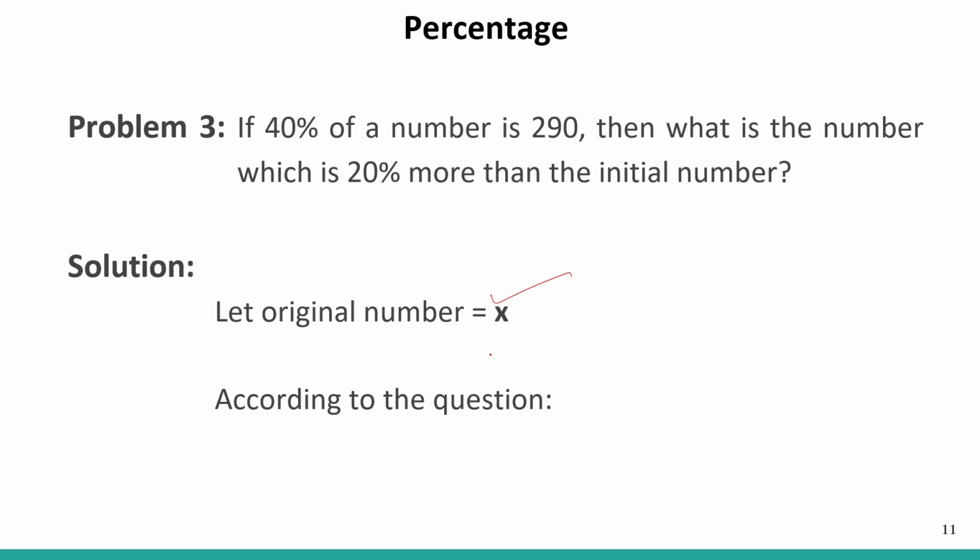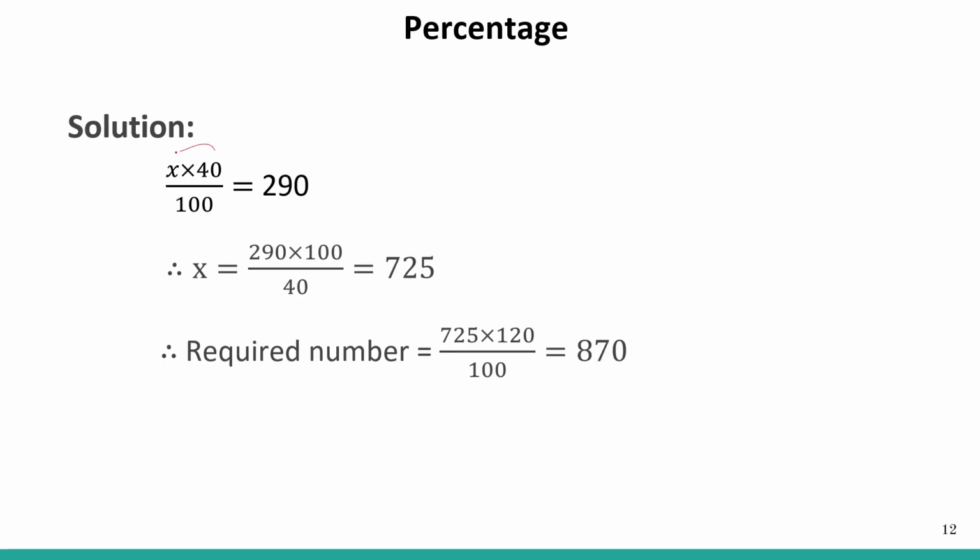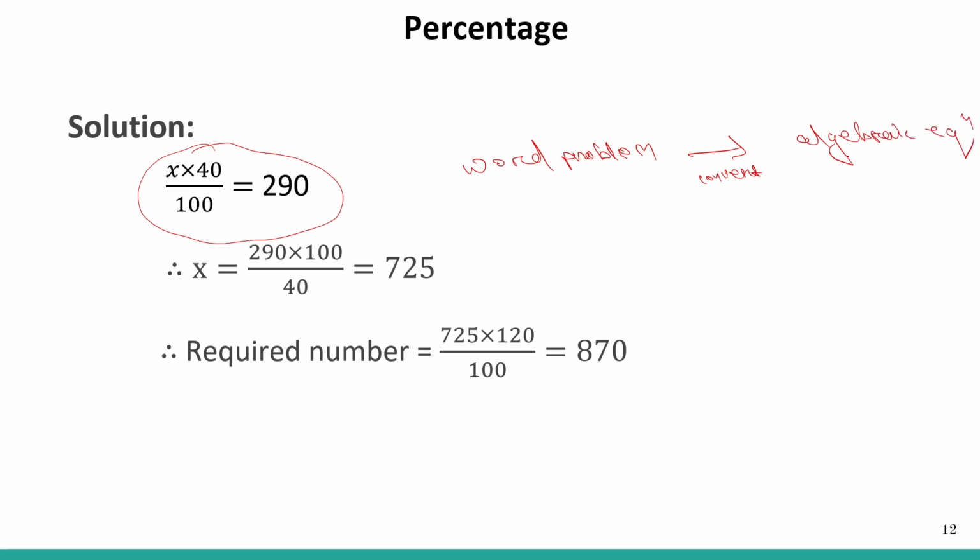So let the original number be x. According to the question, what we are left with is this. This is what we got as an algebraic equation out of that word problem. So the basic thing to do is to convert the word problem into an algebraic equation. So after doing that, x is equal to 290 into 100 whole by 40, which is equal to 725. So the required number is 870. Okay, this is the correct answer.